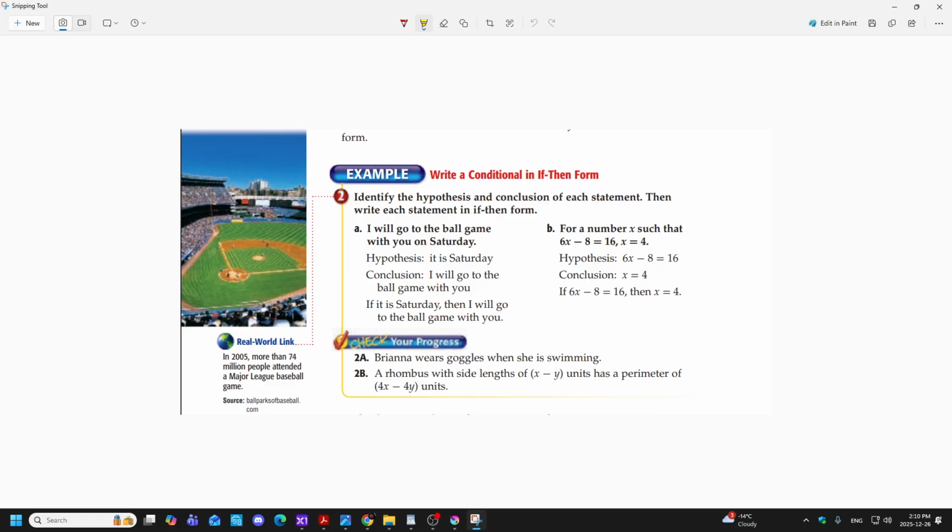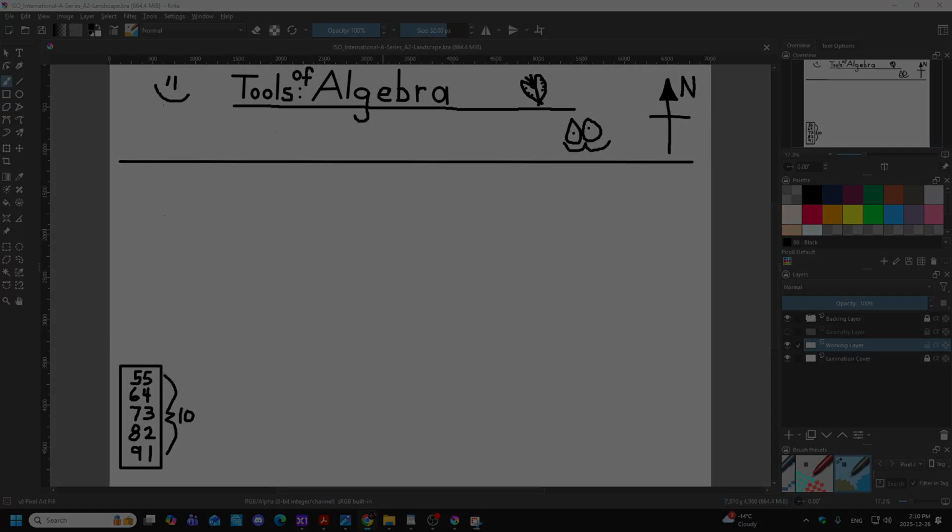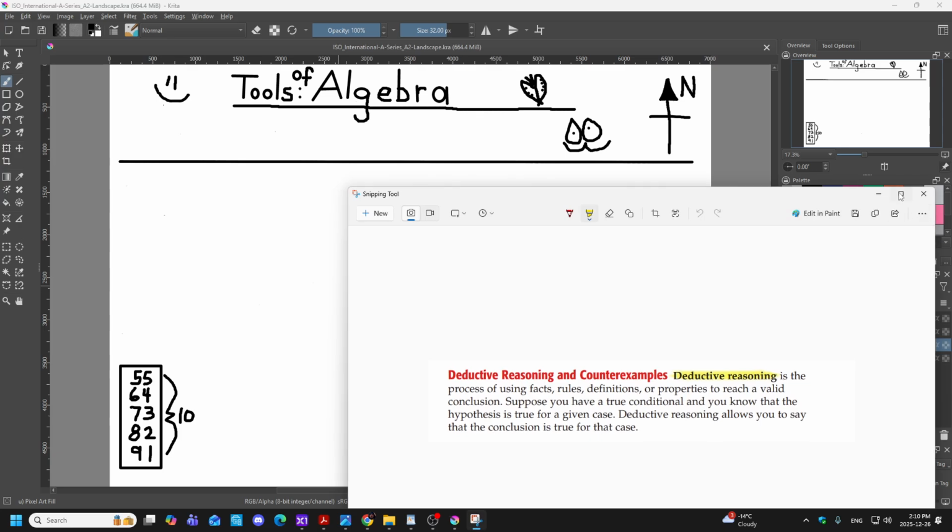Write a conditional in if-then form. My brain wants to say if-else statement. It's just part of my coding brain. All right. Just some information there for you. Study, read, learn, understand. Let's continue. Like I said, this is just going to be a sharing lecture. I am not too certain if I'm going to be doing any examples, all right?